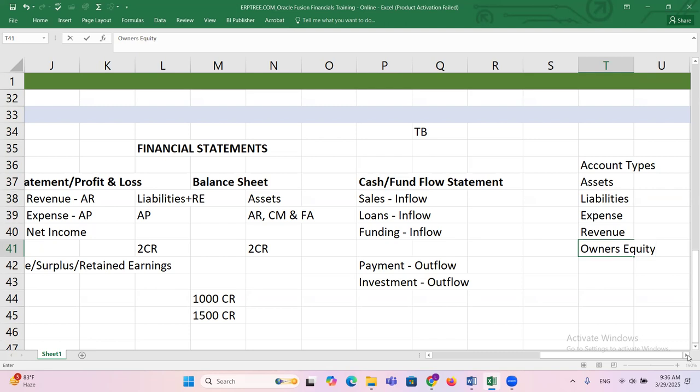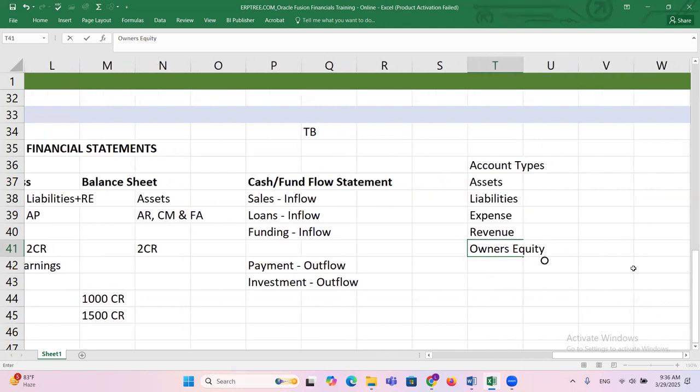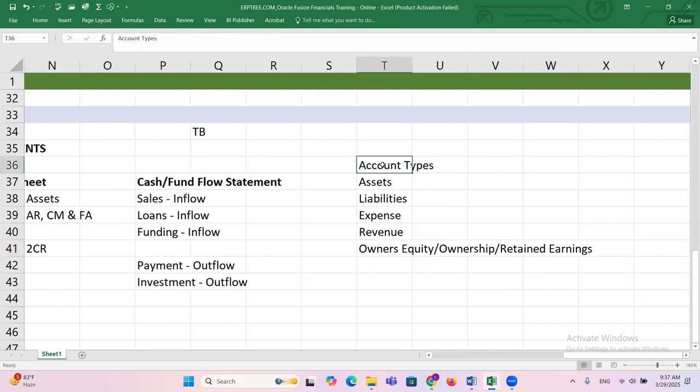Owner's equity means what? It's the shares, bonds, capital. It could be the total profit, or in many ways you can take that. The amount invested by the owner in the business, and retained earnings, which belong to the owners. These all are the same. Now we have 5 types of accounts, right?